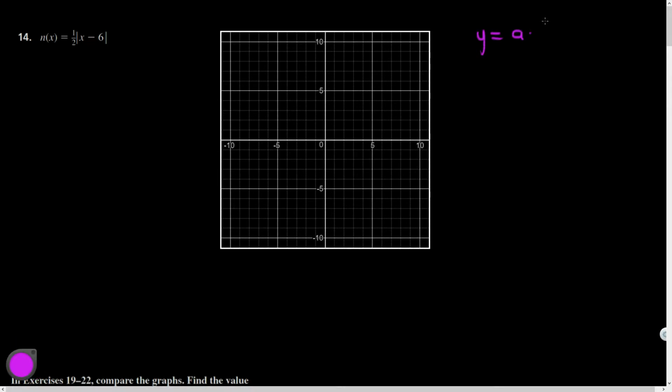Y equals a times the absolute value of x minus h plus k is the vertex form of an absolute value graph. So when looking at this, I can tell that a is a half. And what is that half going to do for us on the graph? Up 1 and over 2 is what my algebra buddy just told me, and they are correct. What is the value of h here?